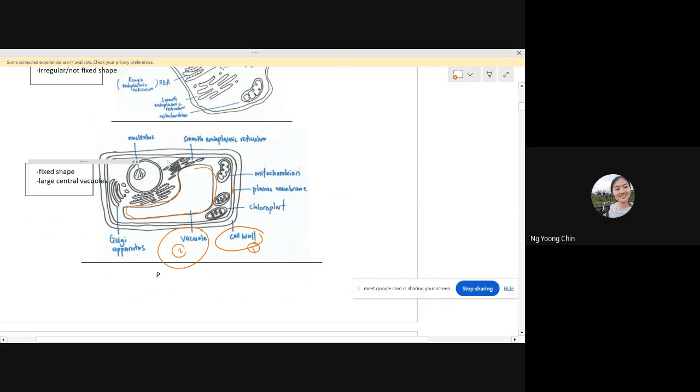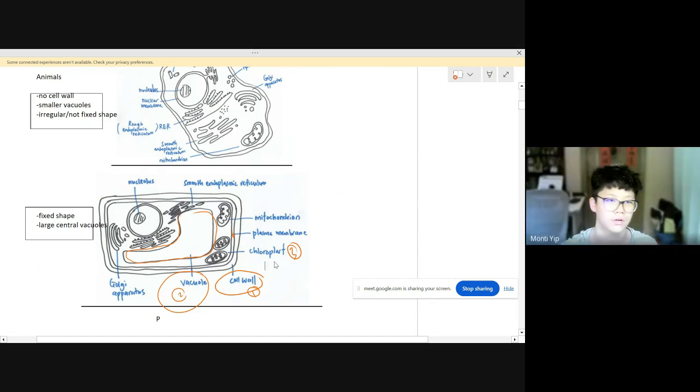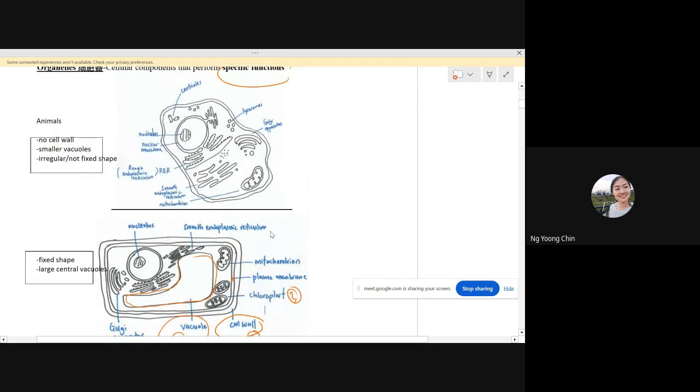Secondly, the plant cell has the chloroplast. This chloroplast exists only in the plant cell. Animal cells don't have it. They require this chloroplast to perform photosynthesis, right? Okay, that's all. The other organelles that both have are like mitochondria.